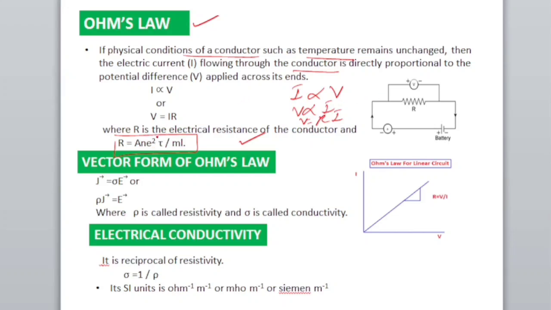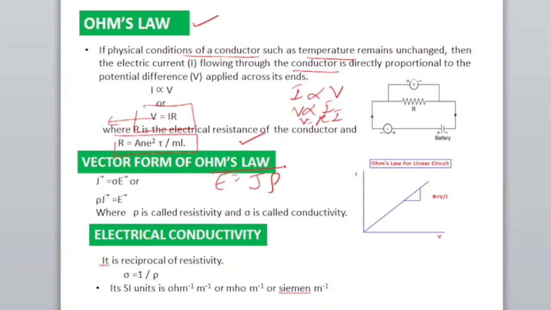Now, how do you write the vector form of Ohm's law? You just replace some terms from this scalar form. This V is a scalar quantity, so in place of V you can write E. This I is a scalar quantity. In place of this I, you can write the vector quantity J. And this R is a scalar quantity. In place of resistance, you can write resistivity rho.